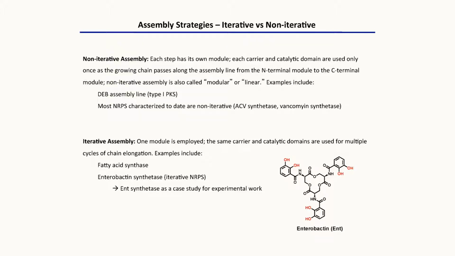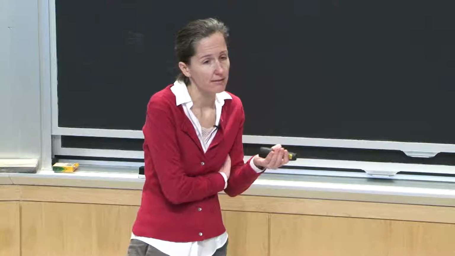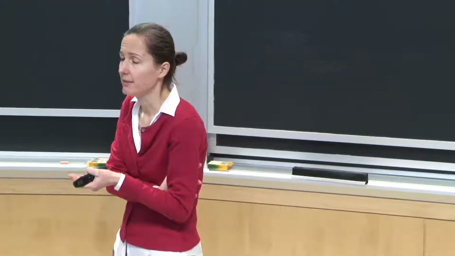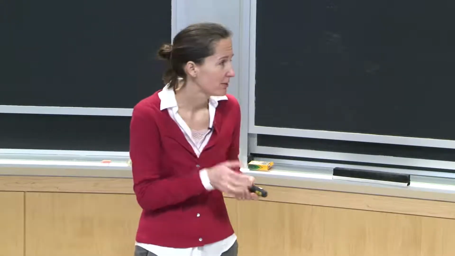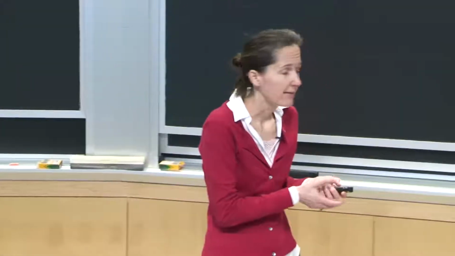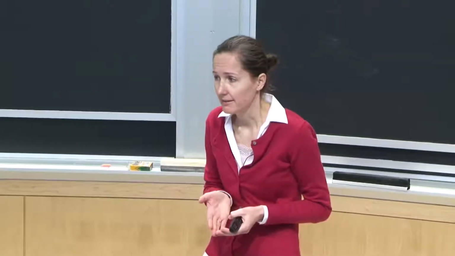And we see the chain passed along from module to module here. So also the PKS we looked at for synthesis of DEB is one of these non-iterative assembly lines. So in contrast, and the example we're going to look at today with the enterobactin synthetase is an iterative assembly line. And this is similar to what we saw in fatty acid synthase.